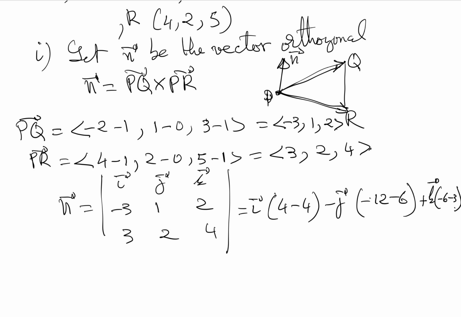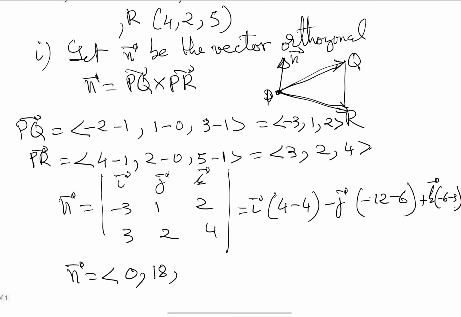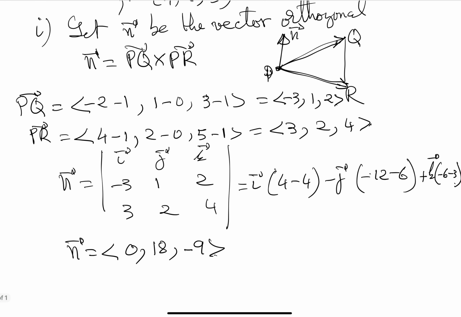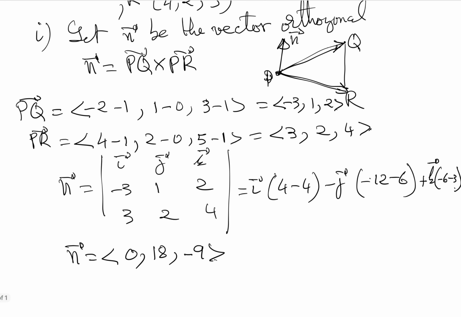Yep. And now the normal vector is equal to, here is 0. And the next one, you have negative and negative, it will become positive, it will become 18. And the next one is -9. So here is the normal vector. Now you have your normal vector.